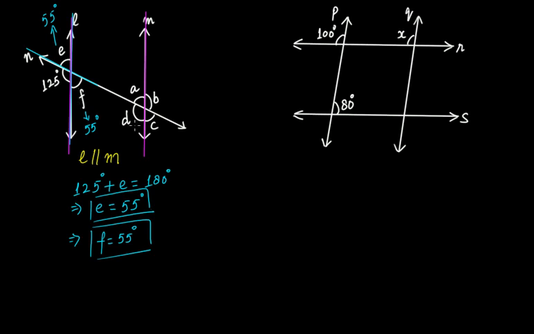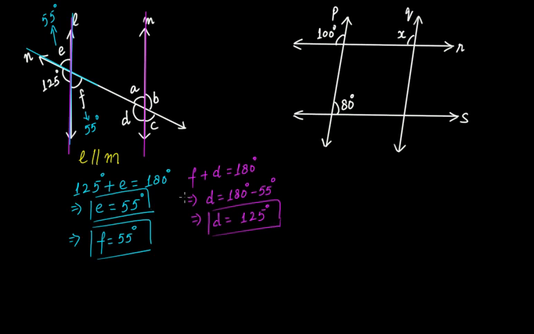Therefore F plus D will be equal to 180 degree, since the sum of the interior angles on the same side of the transversal in the case of parallel lines is supplementary. It gives you what? D is equal to 180 degree minus F. And what is F? F is 55 degree. So this gives you D is equal to 125 degree.